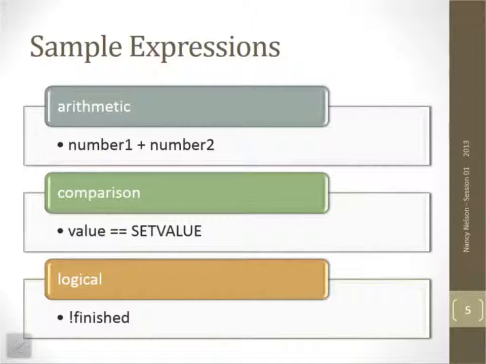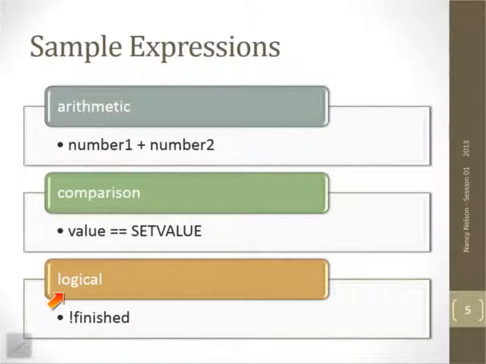So here we have two numbers added together, but nothing is done with them. It's not terminated, it's not assigned to anything, so that's considered an expression, a part of an instruction. If we look at a comparison expression, we can see a variable called value being compared, with our comparison operator with two equal signs, to a constant set value. Again, there's no result here, nothing happens, but this can become part of an instruction.